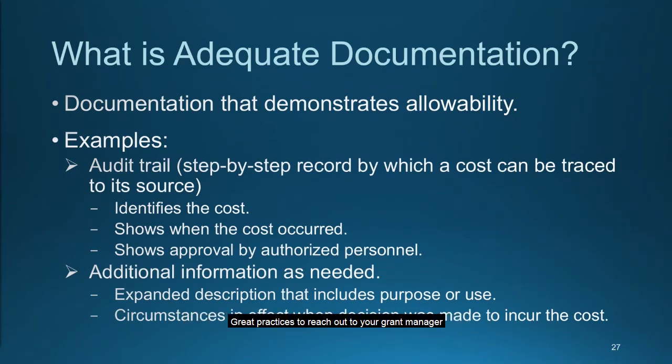Great practice is to reach out to your grant manager, of course. If you're in a situation where you don't have time to do that, you just need to make a call right then and there. It's a really good idea to make a memo to yourself, to the file, and attach it to or include it in the purchasing documentation or whatever accounting documentation you have at the time, noting what the circumstances were, what the logic was for incurring that cost, and the benefit to the grant award, to detail those kinds of pieces of information. So I think that covers that slide.